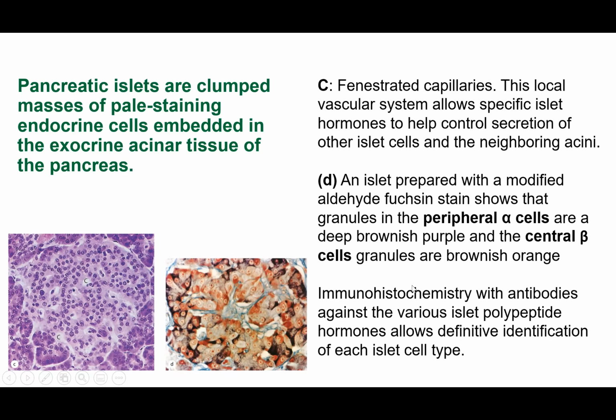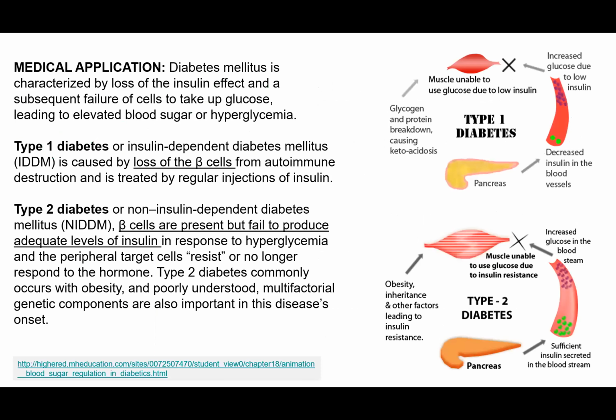You can also just do immunohistochemistry that creates antibodies against the islet polypeptides, which allows definitive identification of every cell type, not just alpha and beta cells. But of course, you would have to be doing research on that or some such. So coming across those slides is challenging.